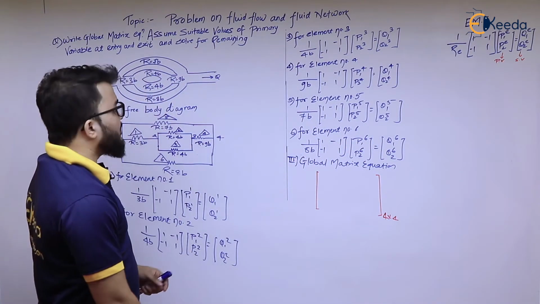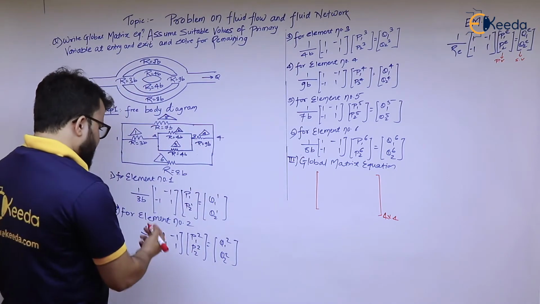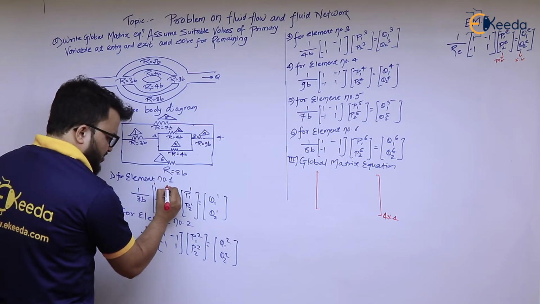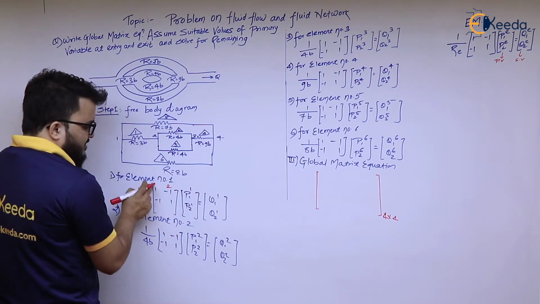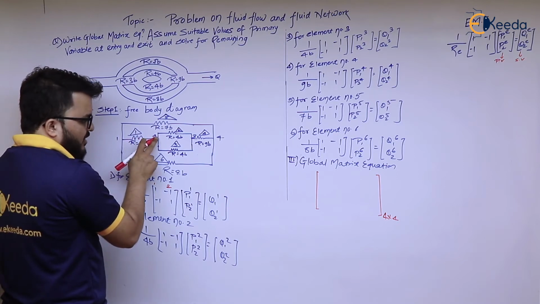So let us number all the global element matrix equations. This is 1 2, because element number 1 lies between node number 1 and node number 2.